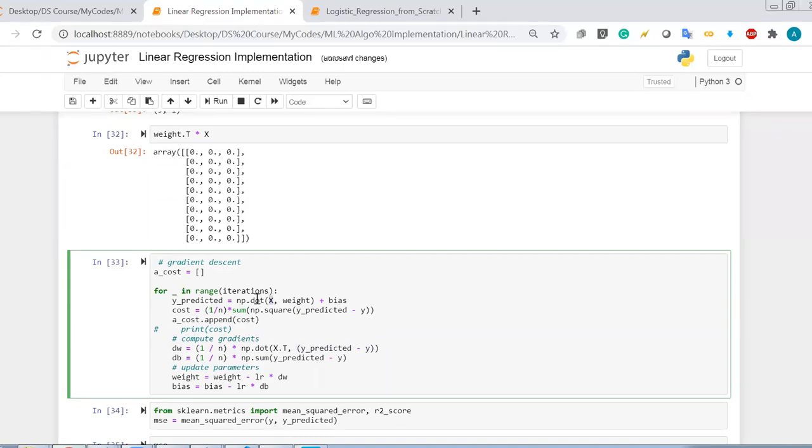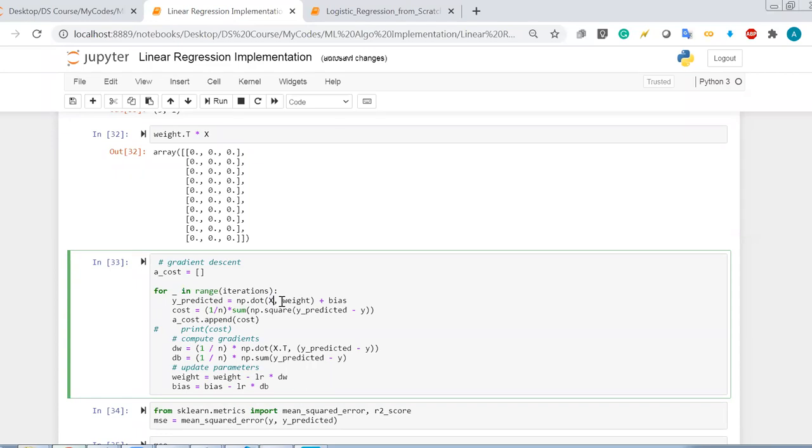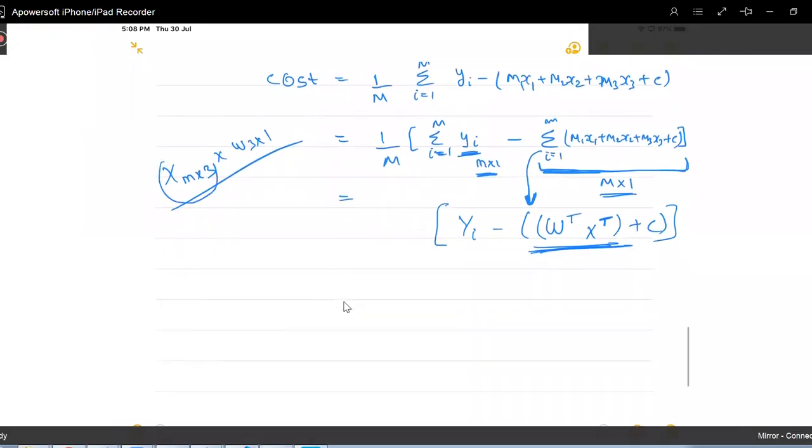Now the thing is, what is the dimension of this x? x will have dimension m cross 3, and the dimension of weight is 3 cross 1. So basically it is like this only. The dimension of x is m cross 3, the dimension of weight is 3 cross 1. So when I multiply them, if I do x into w, my dimension will become m cross 1. So that is what we have done over here.